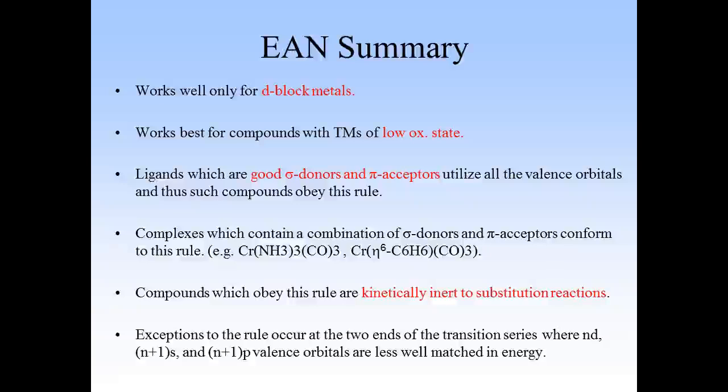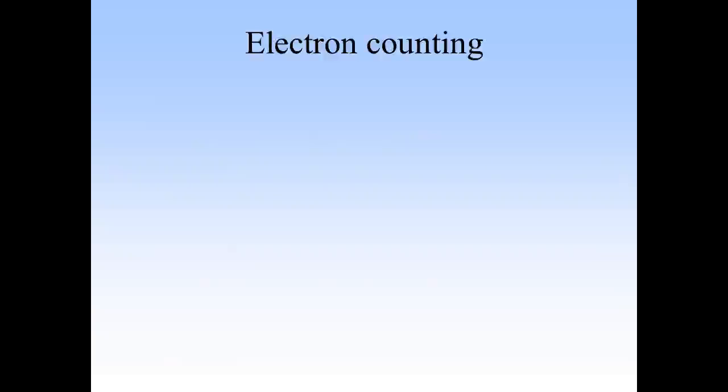Compounds which obey this rule are kinetically inert to substitution reactions. Exceptions to the rule occur at the two ends of the transition series, where nd, (n+1)s and (n+1)p valence electrons are less well matched in energy. So if the energies of the orbitals are not well matched, then this rule will not work. So this is the summary about the EAN rule.